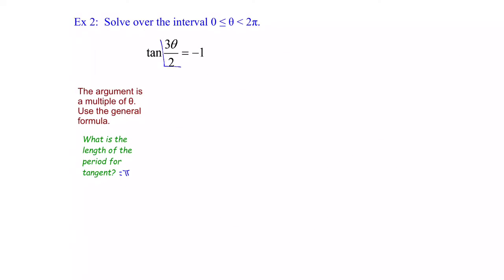So tangent of what value is equal to -1? Well, you know that is a 45. But it is -1, so we want to be over here at 3 pi over 4. So 3 theta divided by 2, we want to equal 3 pi over 4 plus n pi, because we know we can add pi to get any more values.